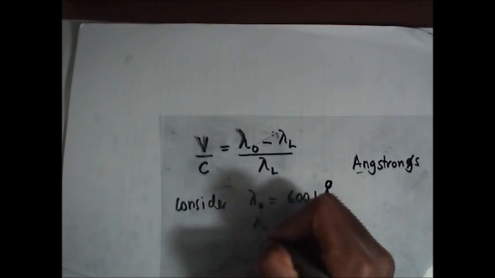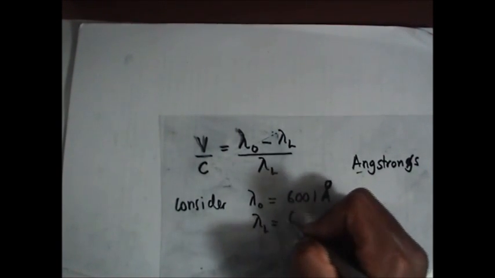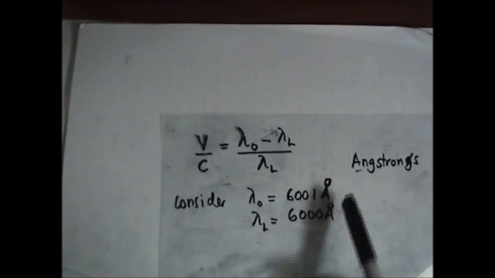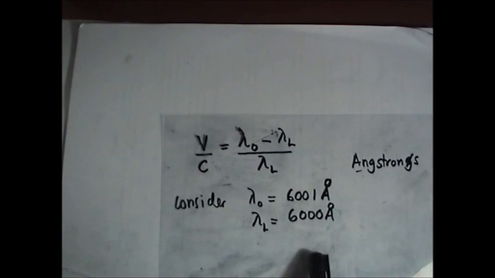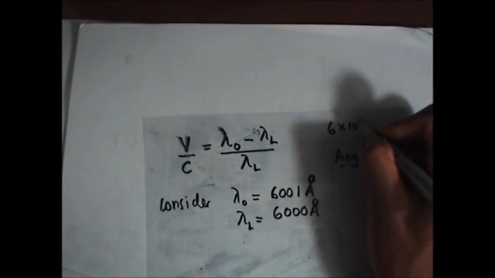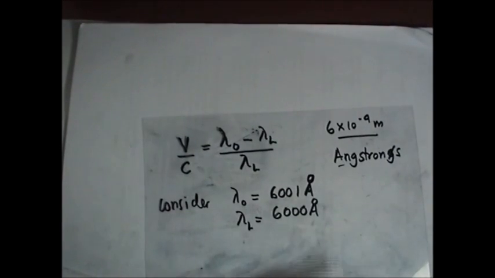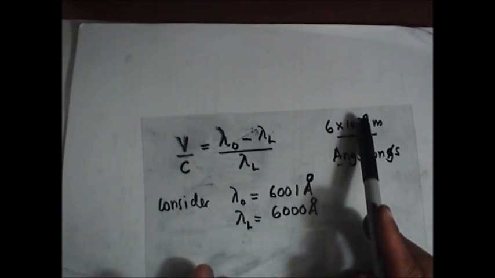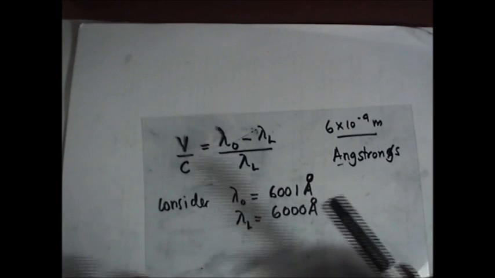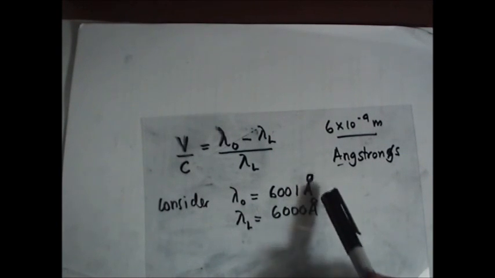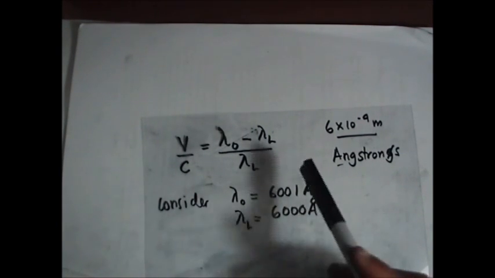And then consider lambda L, the resting wavelength, to be 6000 angstrom. The waves we are dealing with are light waves, and it's difficult to measure them in meters, because you might come up with 6 times 10 to the power of minus 9 meters. This is not very useful, because you have these minus 9 exponents and it becomes cumbersome, with too many calculations. So we use the angstrom unit when doing these calculations.